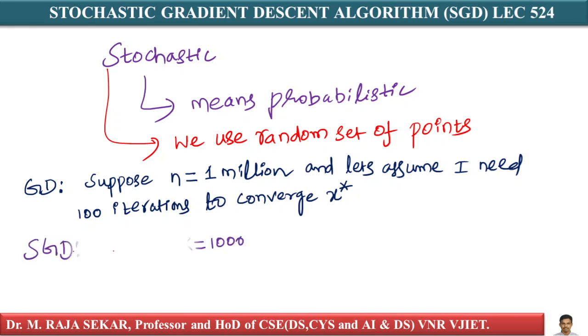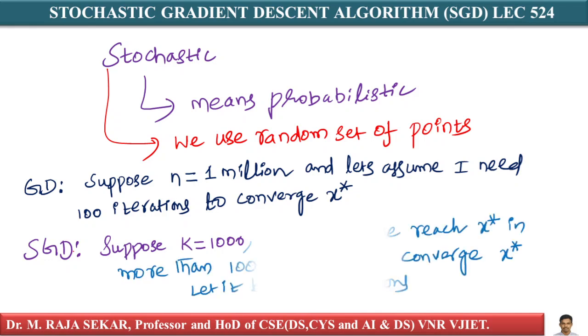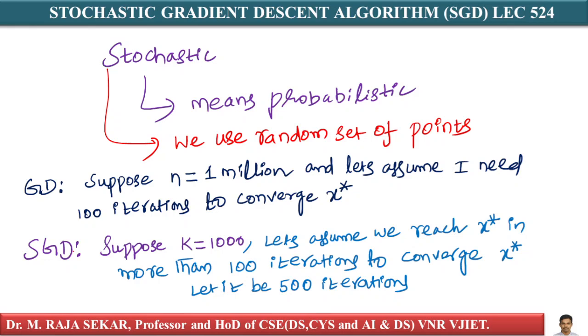That is about GD. What about SGD? Suppose k equal to 1000 in stochastic gradient descent. Probably you reach W star in more than 100 iterations. That's important. In the case of gradient descent, we were assuming 100 iterations, whereas in the case of SGD, I will repeat, probably you reach W star in more than 100 iterations. Let's assume we need 500 iterations.